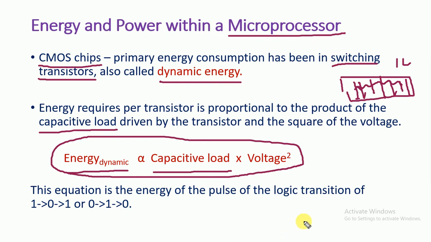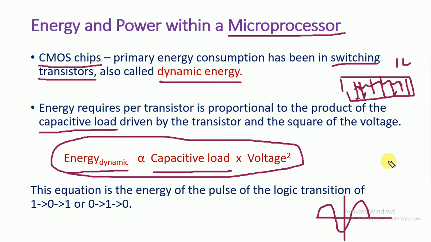It is generated by the pulse produced using a complete transition, that is usually from 1 to 0, then 0 to 1. So this is the complete transition. For this entire transition we require energy equivalent to the capacitive load into voltage square. So this is for a complete transition from 1 to 0 and from 0 to 1.